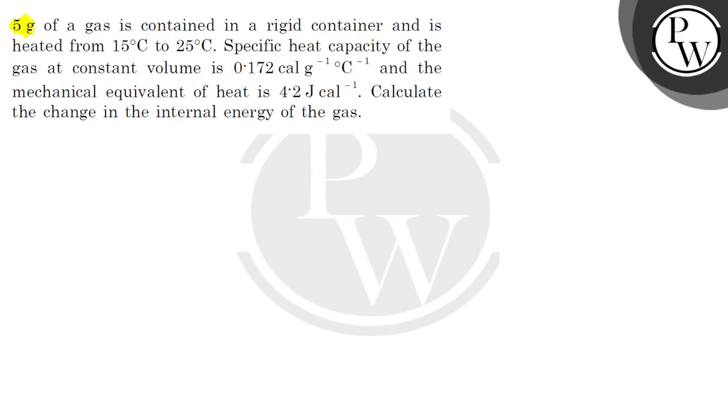5 grams of a gas is contained in a rigid container and is heated from 15 degrees Celsius to 25 degrees Celsius. The specific heat capacity of the gas at constant volume is 0.172 calorie per gram per degree Celsius, and the mechanical equivalent of heat is 4.2 joules per calorie. We need to calculate the change in internal energy of the gas.